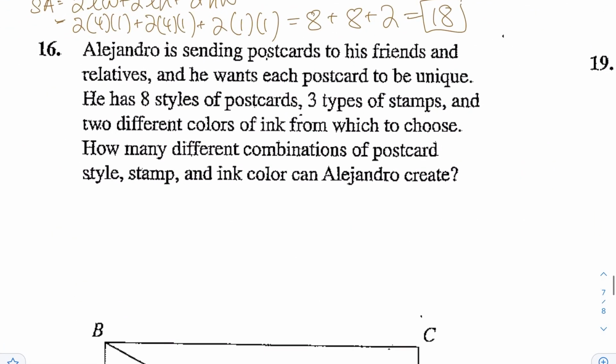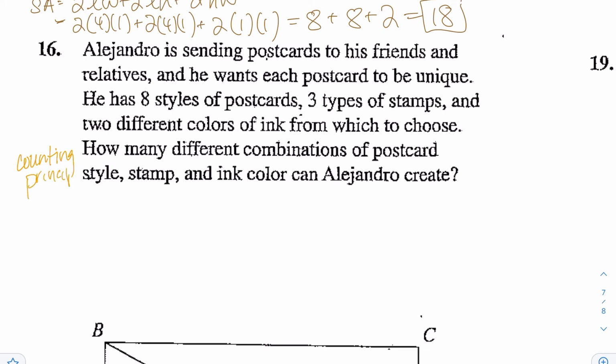All right, next one, number 16. Alejandro is sending postcards to his friends and relatives, and he wants each postcard to be unique. He has 8 styles of postcards, 3 types of stamps, and 2 colors of ink to choose from. How many different combinations of postcard style, stamp, and ink color can Alejandro create? So this is your counting principle or your tree diagram question.